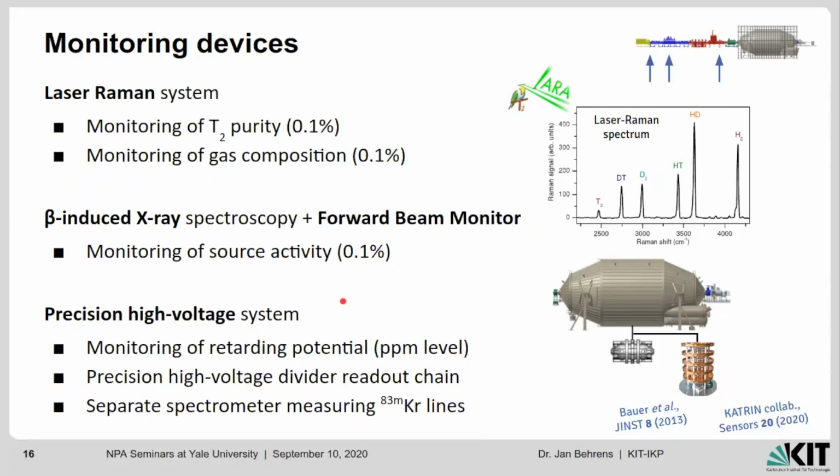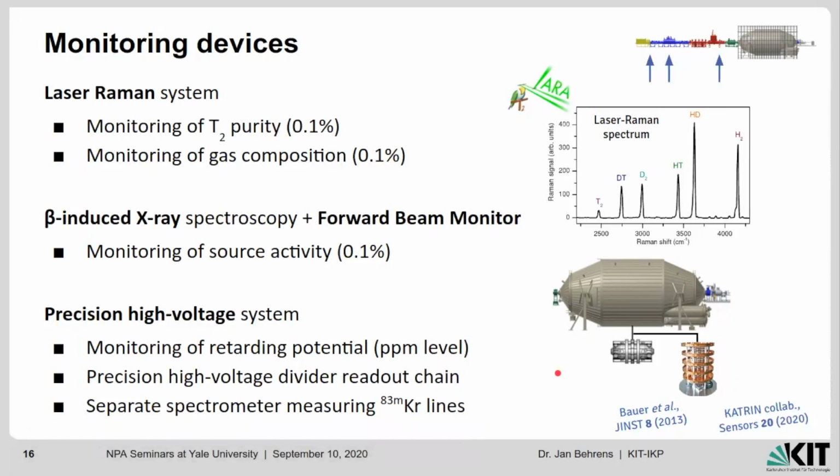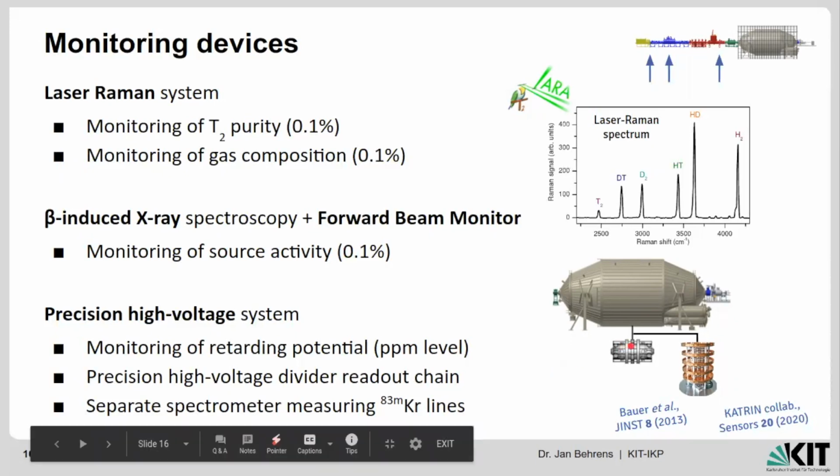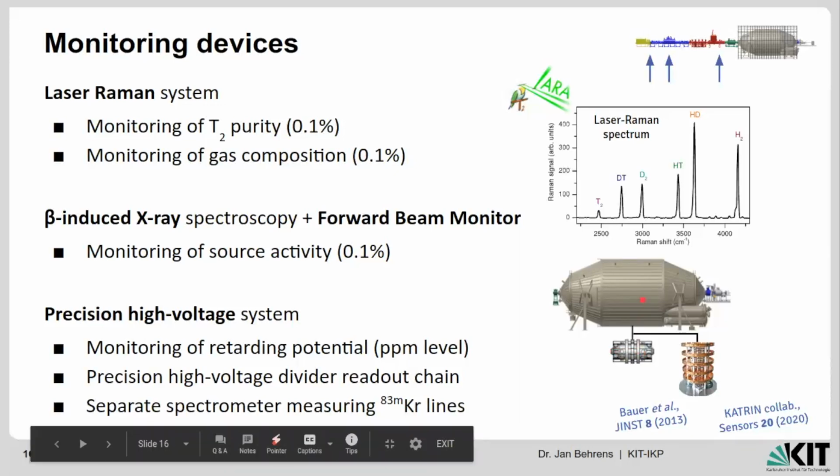We also have a precision high voltage system where the retarding potential that we apply to the spectrometer is monitored at the ppm level, and for this we have a combination of a readout chain that uses a custom-made high voltage divider and a separate spectrometer, which is a smaller version of the MAC-E filter, which measures krypton 83 lines that have a very, very small natural line width. And these two spectrometers share the same potential, so we can use this krypton line measurement to perform an absolute calibration of our retarding potential that we apply to our main spectrometer.